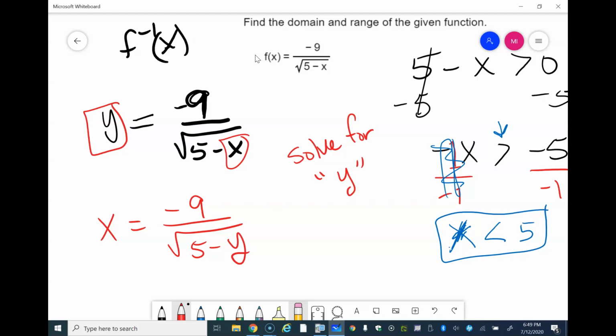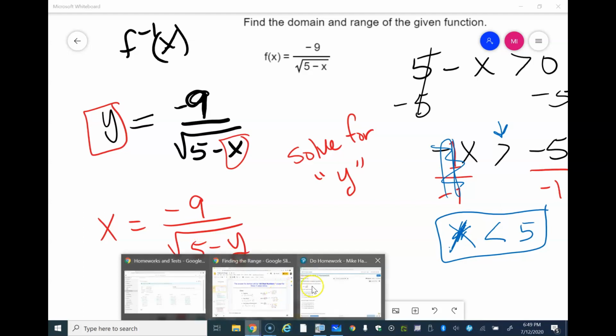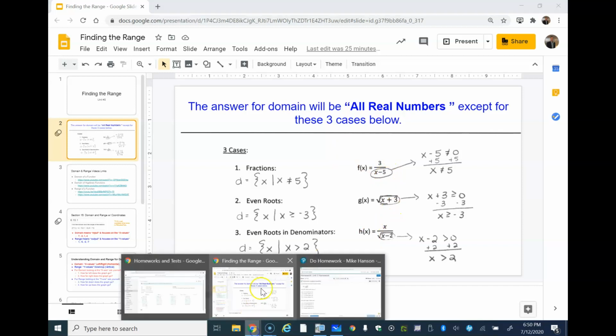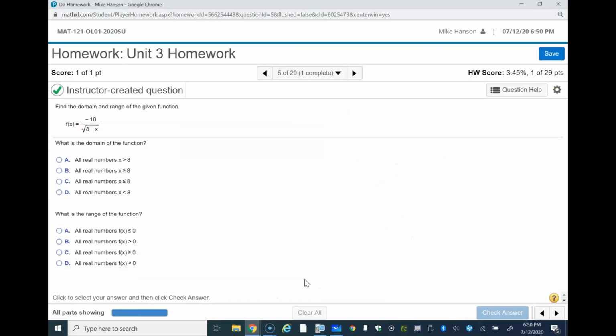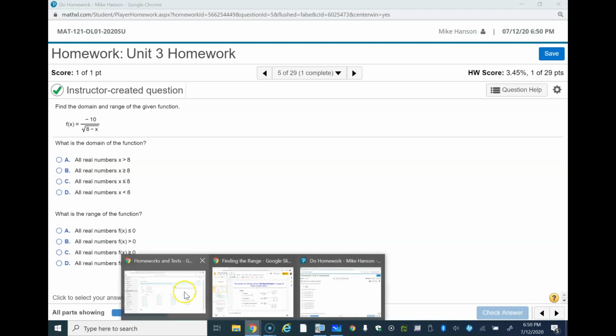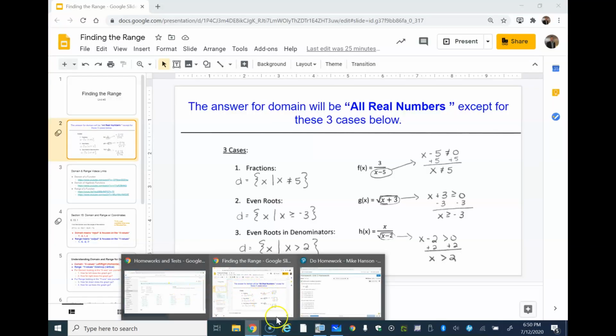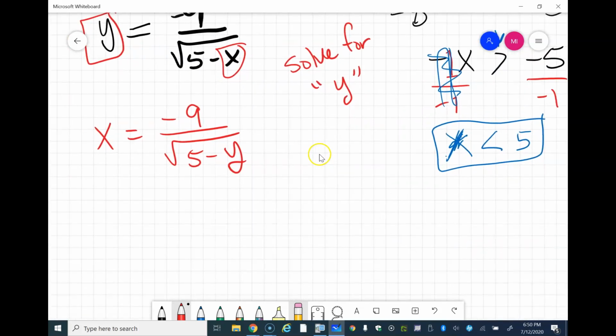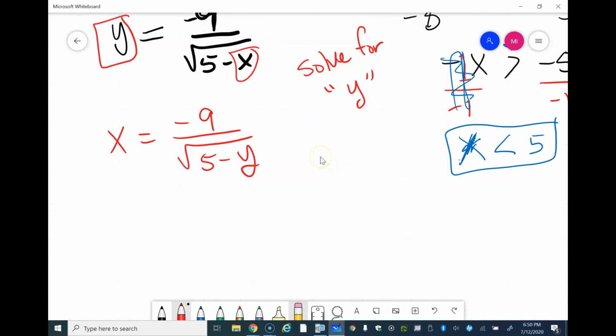Because once we solve for y, we're going to look at the same picture as far as the three cases and figure out what the domain is for the y part. The same exact way, we just look at these three cases and figure out the domain. So it's pretty much the same thing. Once you switch the x and the y and then solve, you're just asking yourself the same question. So let's go ahead and try to work this out.